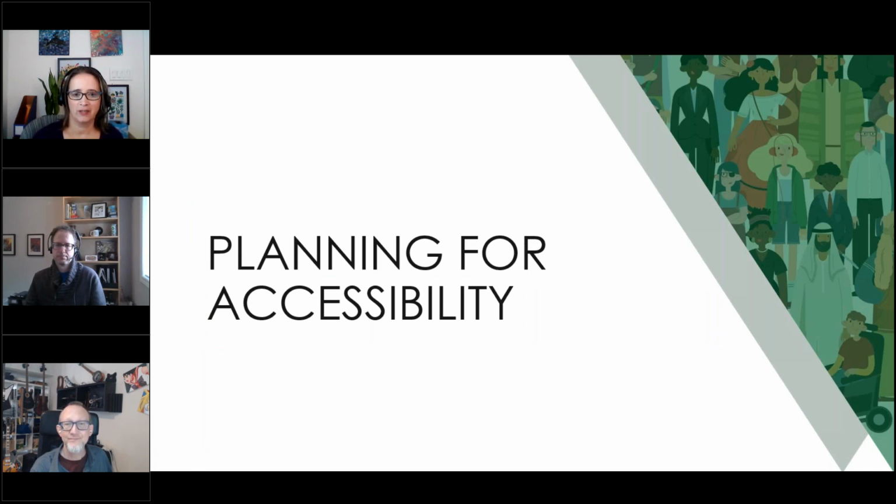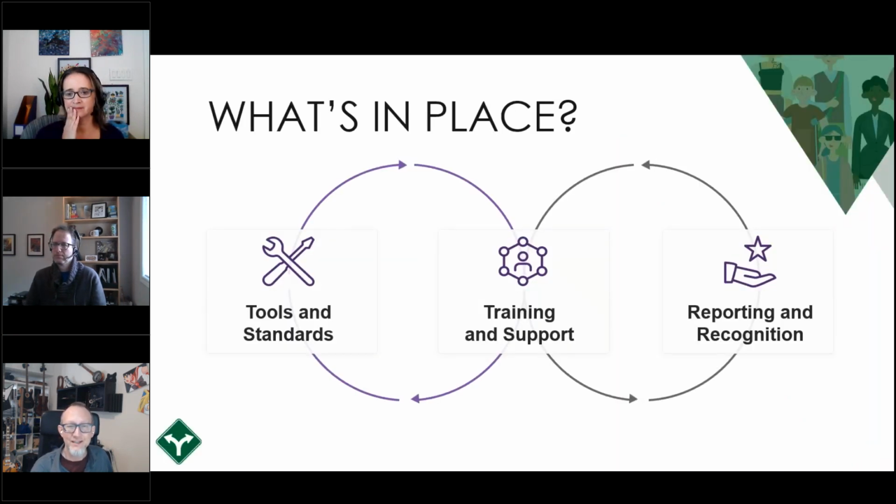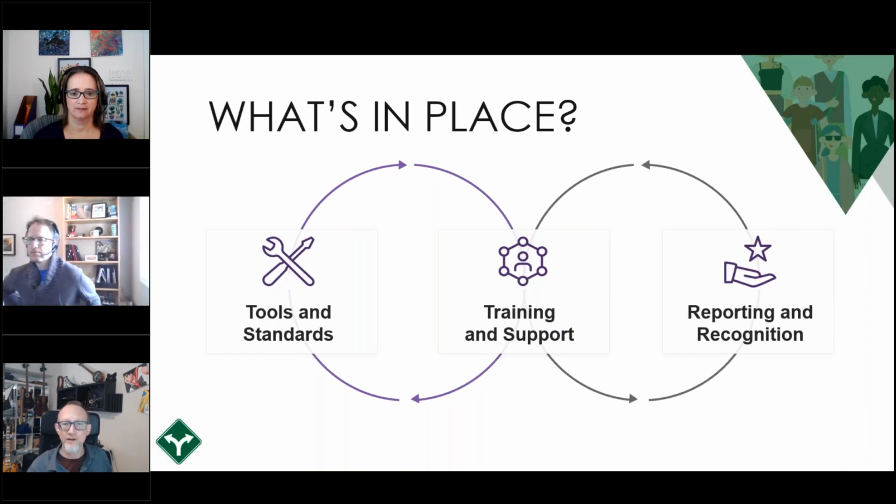So Oscar, I think you're going to keep talking about planning for accessibility as the first step in that 4-step process. Definitely, yeah. And what we're going to look at here is to at least understand where you are. So if you're not sure exactly where to start for accessibility, think about whether or not you have any tools and standards written down for accessibility, or if you're familiar with some.